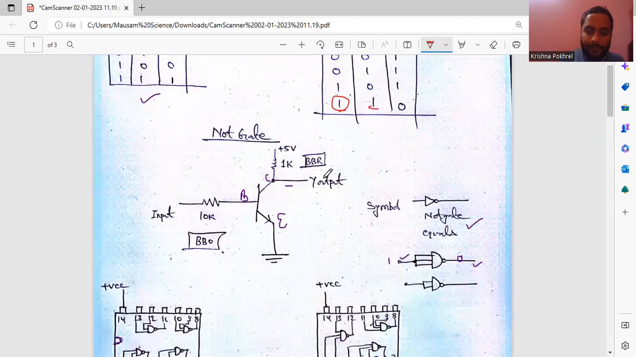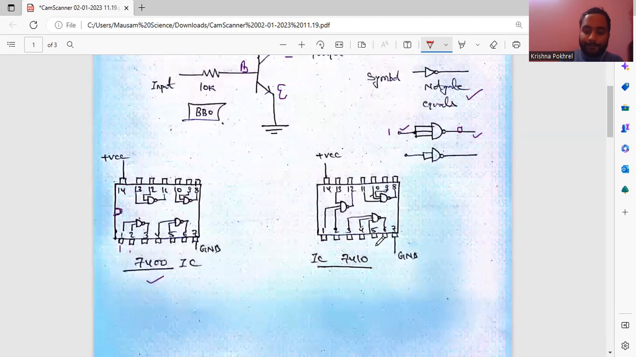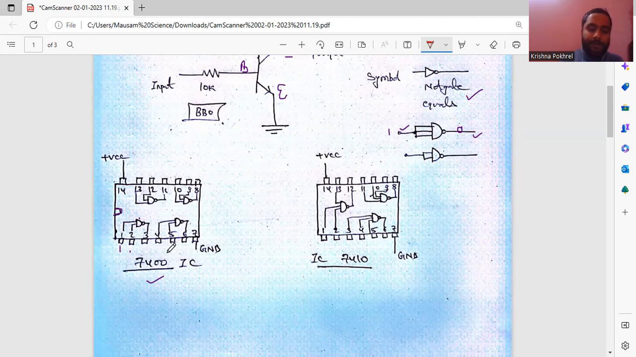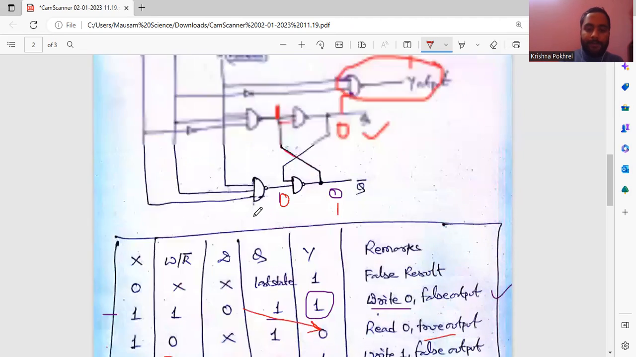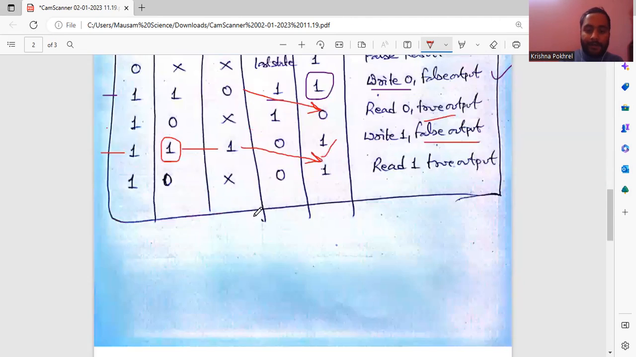This is a NOT gate. A NOT gate can be made from a NAND gate by combining its inputs. We have a 3-input NAND gate in the 7410 IC. We have a 2-input NAND gate in the 7400 IC, but don't forget to give ground to pin 7 and VCC to pin 14. And we have already known about the 1-bit memory.